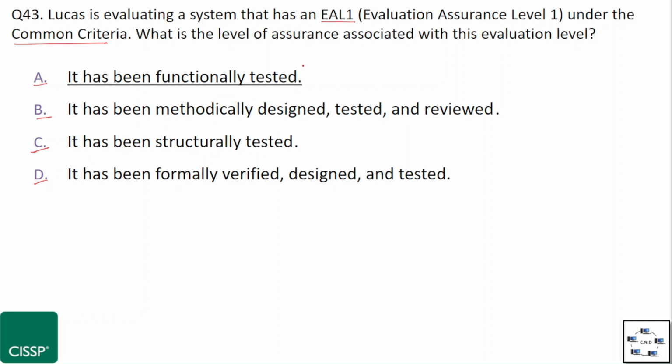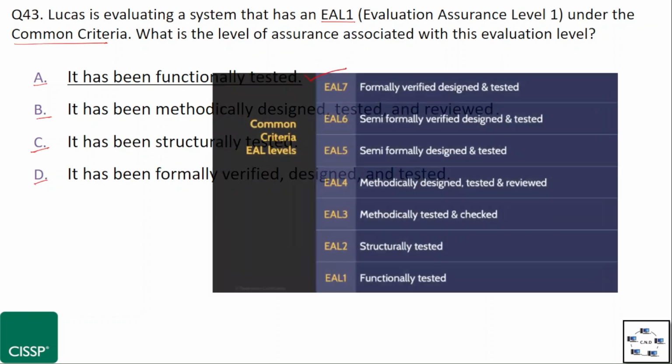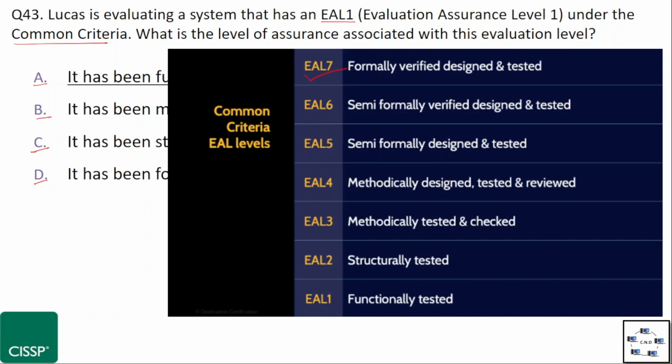And the correct option is that EAL1 refers to the level that says it has been functionally tested. These are all the seven levels of the Common Criteria, ranging from EAL1 to EAL7, and what they refer to. So EAL1 in this case is just functionally tested, and this is the lowest level of assurance.